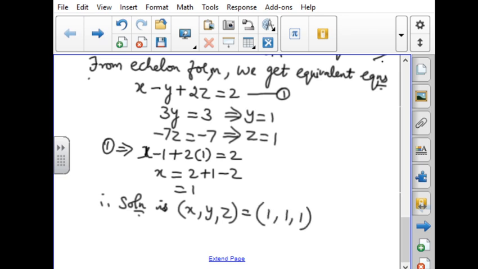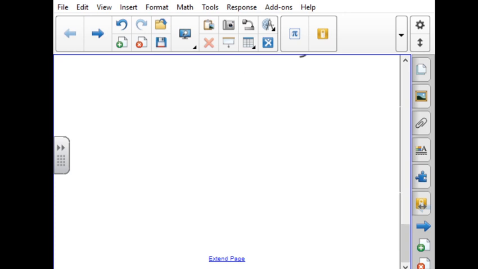So this is the method to find out the unique solution. First test the consistency, and if it is consistent, we can go with the solution, whether it is unique or infinitely many solutions. So in this problem we are getting the unique solution. Okay. Next we are going to move with the second problem.